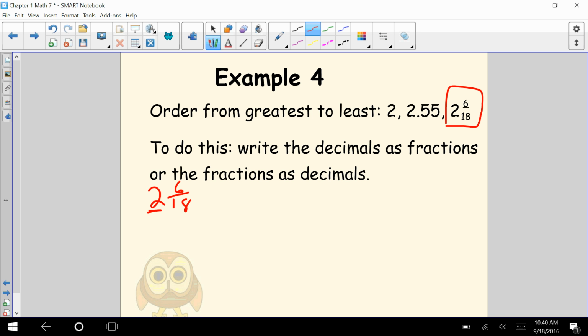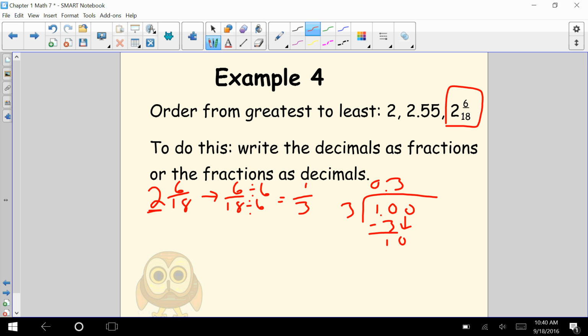Well, the 2 is the easy part, so we're going to ignore it for now. So we're going to look at the 6/18. I know that 6 goes into both of these, so I'm going to simplify. I get 1/3. Let's write 1/3 as a decimal. So I take 1 divided by 3, add my decimal and my 0. 3 goes into 10 3 times with 1 left over. Bring down another 0, I get 3 again. Oh, sorry, that should have been a 9 there. We got 1 left over. You'll notice it's going to be 0.3 repeating. So 2 and 6/18 is 2.3 repeating.